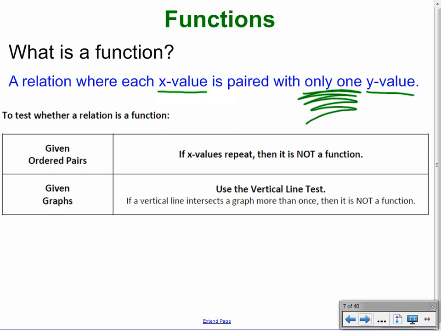And here's kind of a quick way to check. If we have a set of ordered pairs, a table, a mapping diagram, we can easily tell if that relation represents a function if none of the x values repeat. So in other words, if we do have x values that repeat, it's not a function. When we get to the graphs, we're going to use something called the vertical line test to determine if it's a function or not. And I'll explain that when we get to the graphs.